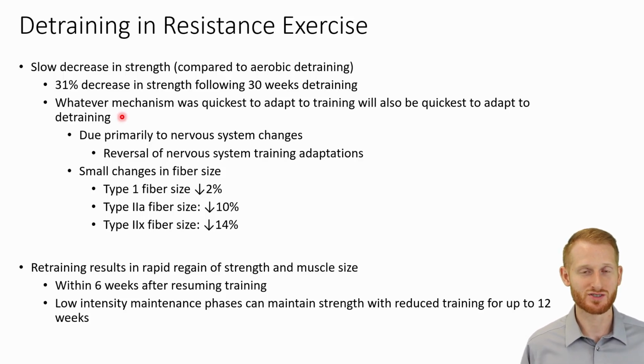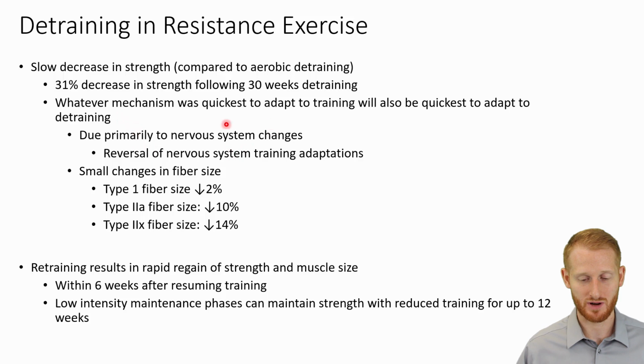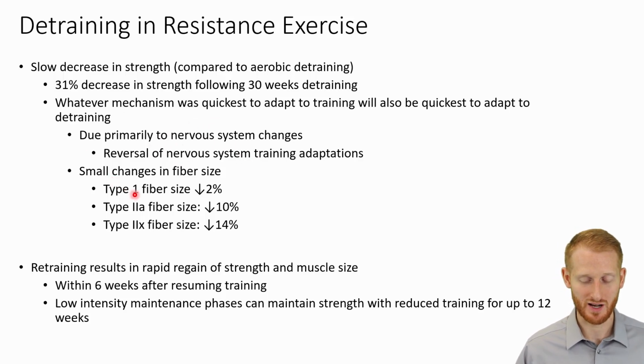So with resistance training, the first mechanism that trained was your neural adaptations. So the first mechanism that is going to detrain is also going to be your neural adaptation to doing the resistance exercise. So the nervous system is going to be primarily what gets worse in the first weeks or so of detraining. Eventually, if you detrain long enough though, you're going to have a decrease in the actual muscle fiber size.